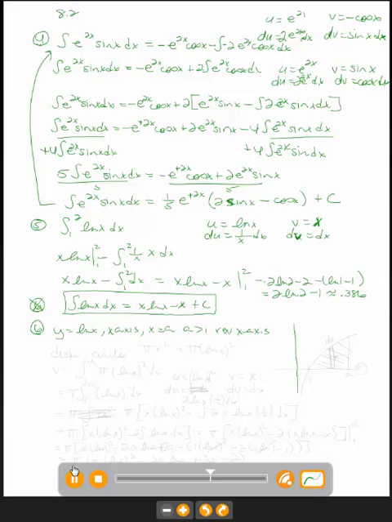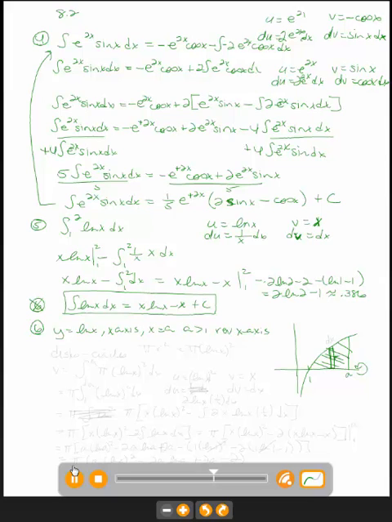If you graphed the natural log of x, here's 1, it would look like this. And now you want to go from x equals a, okay, x-axis, x equals a.